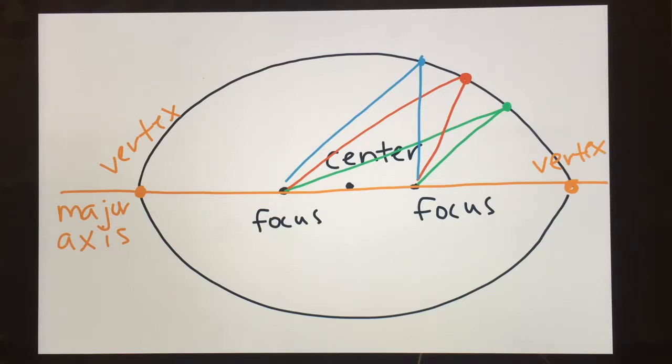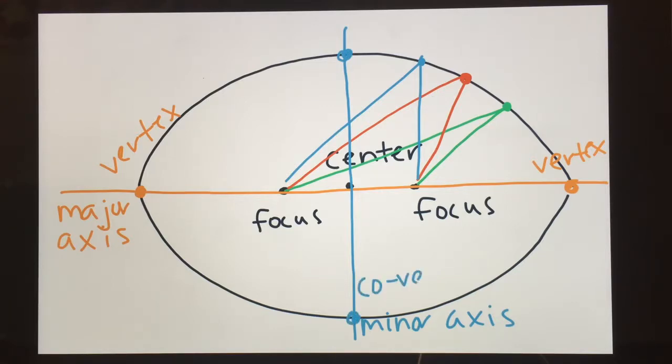And then going the other direction, the line that cuts through the center is called the minor axis. And where it intersects the ellipse is called the co-vertex. So when we work with these math problems, we'll be finding all of these different things. And the major axis and the minor axis are always perpendicular to each other.